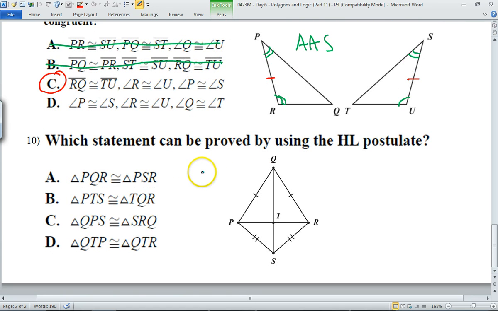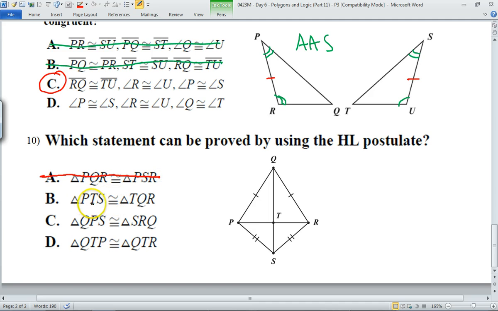Which of these can be proved using hypotenuse leg? Let's just take it one piece at a time. Triangle PQR. Okay? Triangle PQR would be this triangle right here. Is that even a right triangle, you guys? No, that's not even a right triangle. So it can't be A. So that's a no.